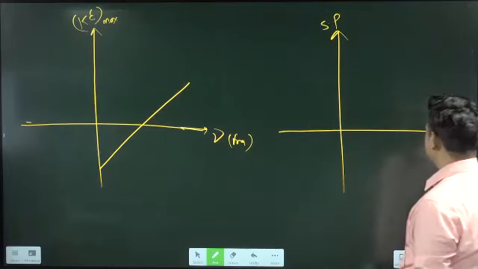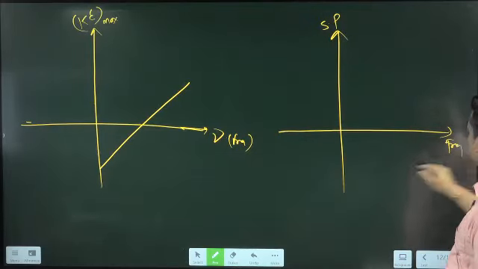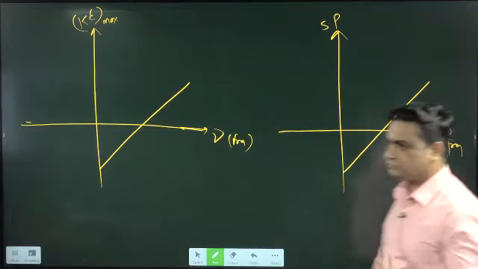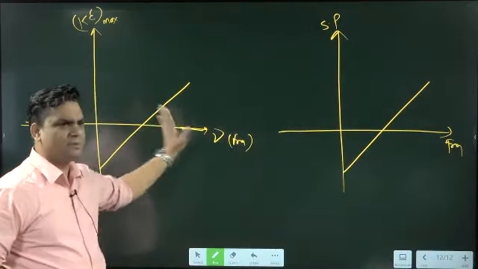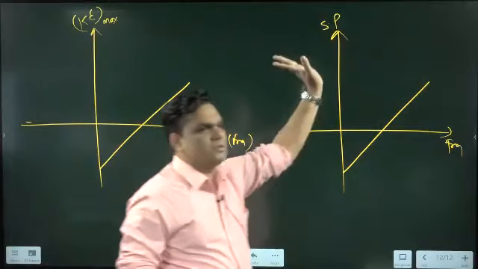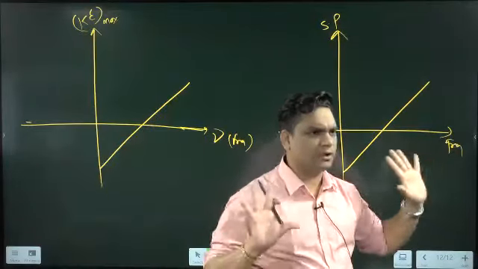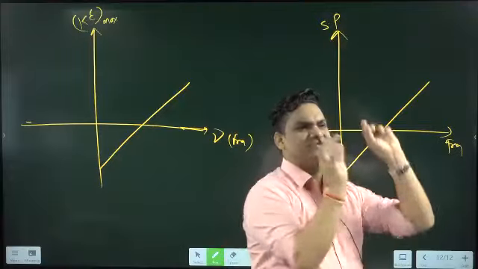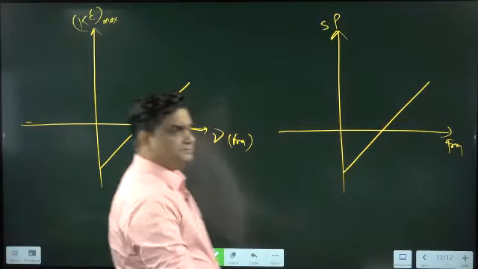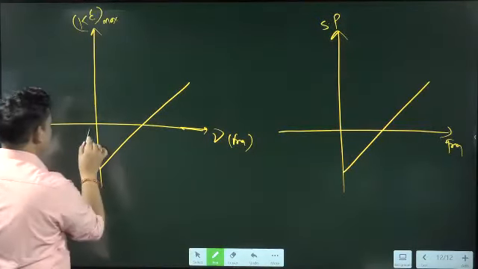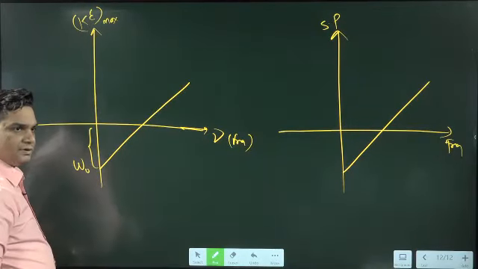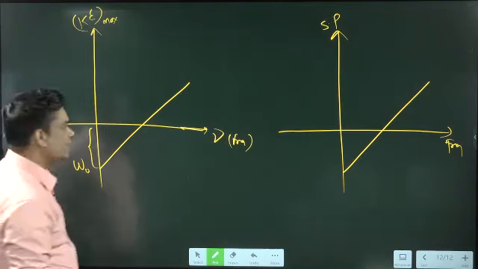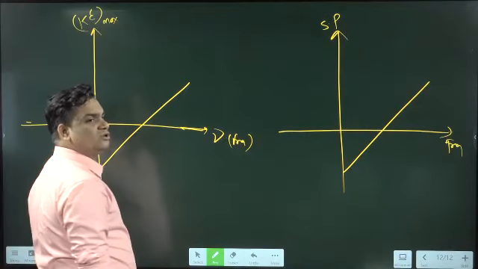These are the two more graphs that you have to remember here. Already you know how to plot these things. And if you don't know, then you will remember, because kinetic energy and stopping potential are almost the same. There is only the difference of that E. So this thing is basically your W0.